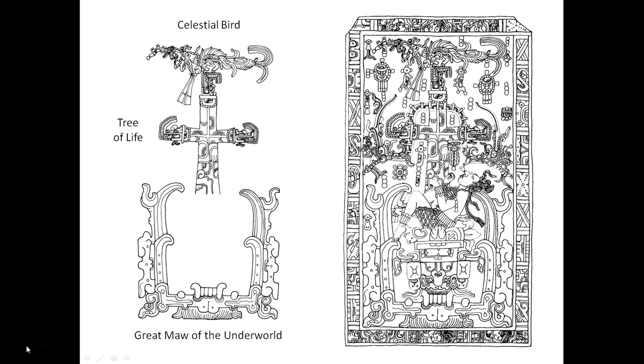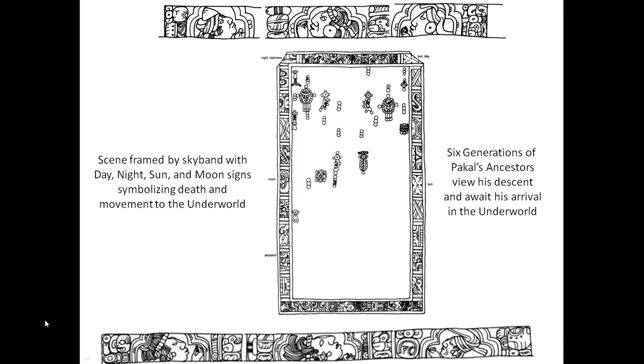It shows Pakal's body and soul descending the tree of life down into the great maw of the underworld, going to the afterlife, and the celestial bird sits above looking down on the scene. The scene is framed by a sky band with day, night, sun, and moon signs that symbolize death and movement to the underworld. The scene is also viewed by 6 generations of Pakal's ancestors, the named past kings of Palenque, who view his descent and await his arrival in the underworld to join them.